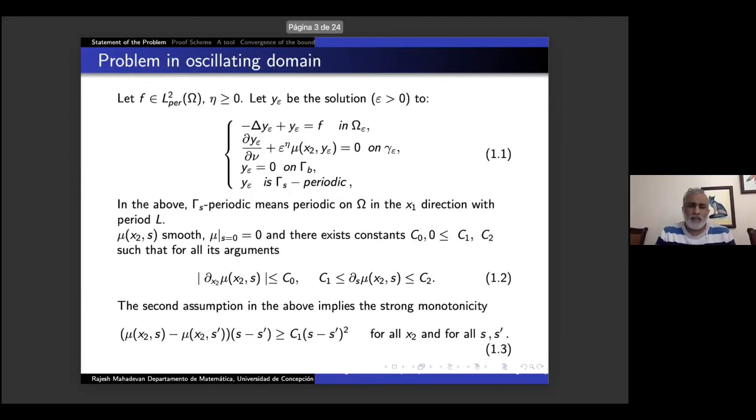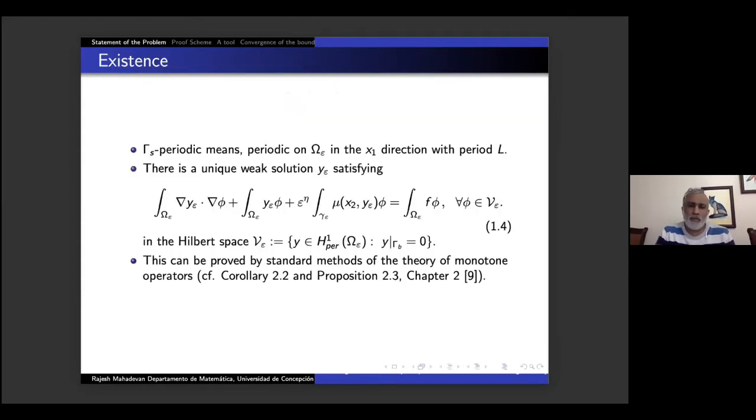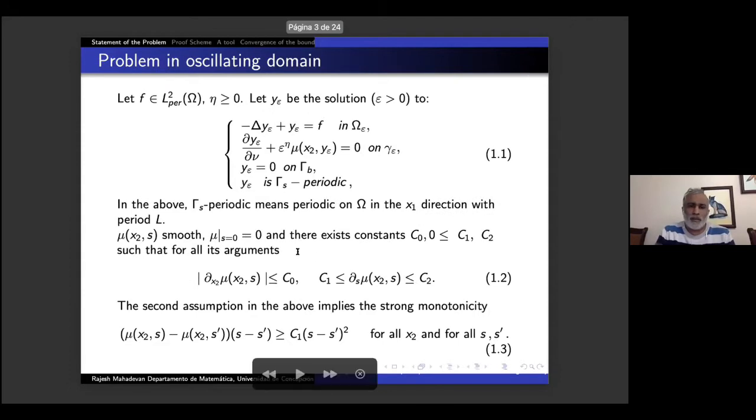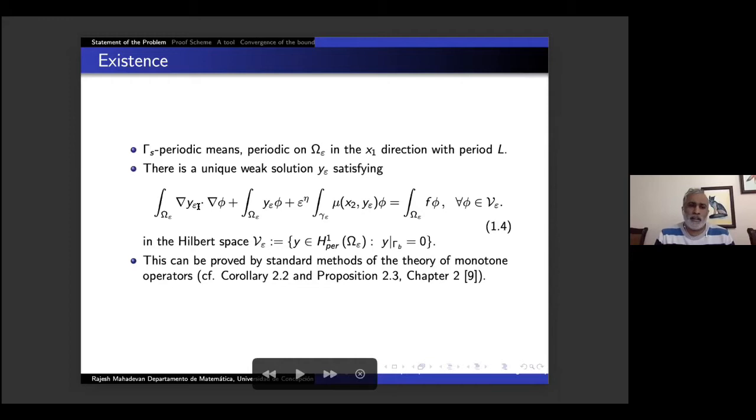So the weak formulation of the above problem is the following. You have the integral over omega epsilon of grad y epsilon grad phi, plus the integral over omega epsilon of y epsilon phi, plus epsilon times the integral over the oscillating boundary gamma epsilon of the term mu(x2, y epsilon) phi. This comes from the Robin condition. And this is the source term.